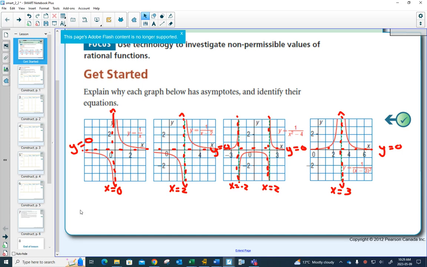So the first pattern I want you to notice is that we have vertical asymptotes at certain places. How would you find the vertical asymptote if you just looked at the equation? So our first equation was 1 over x. Then we have 1 over x minus 2. Then we have 1 over x squared minus 4. And finally, we have 1 over x minus 3 all squared.